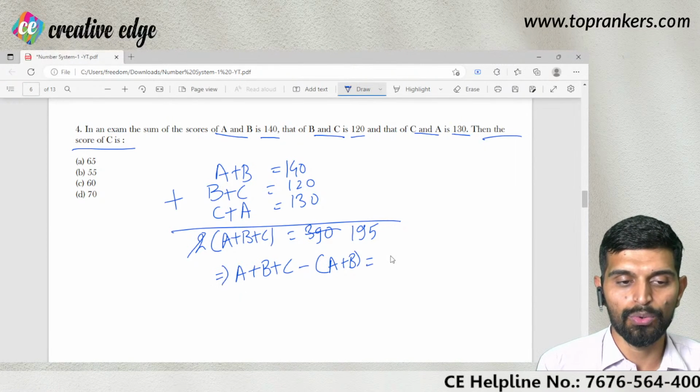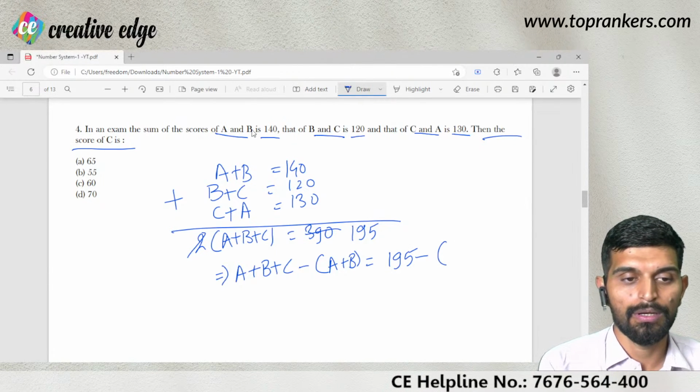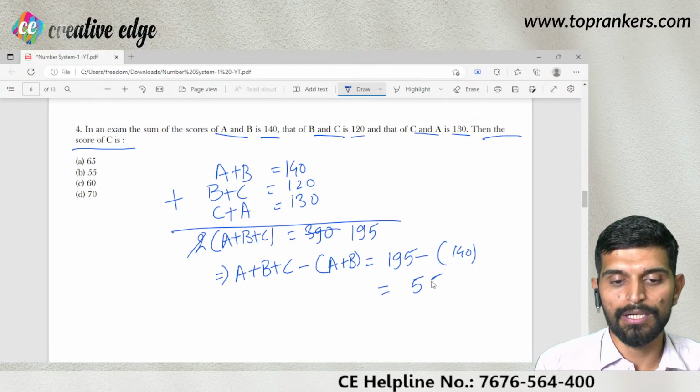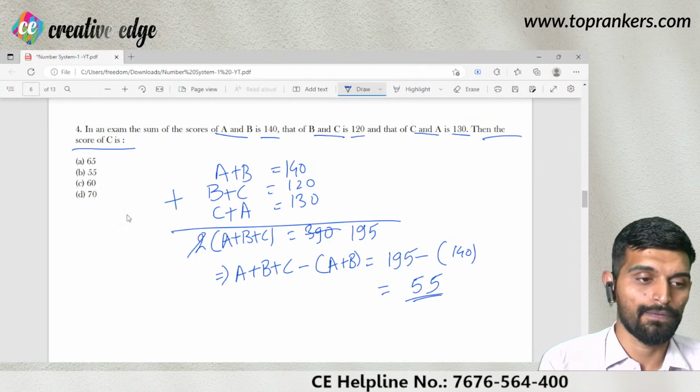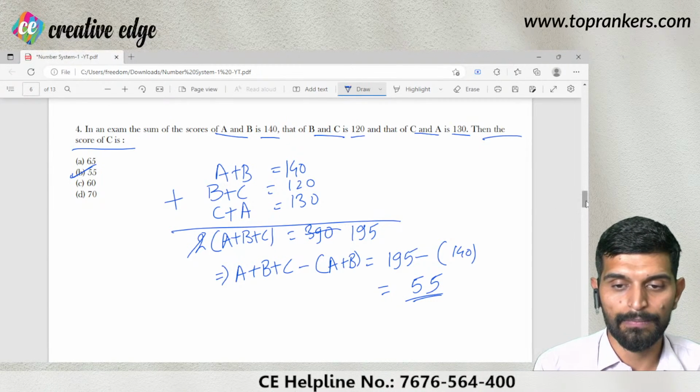So that will give you 195 minus A plus B, which is 140. So the result will be 55. So this makes answer B.